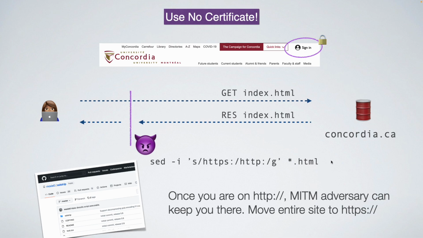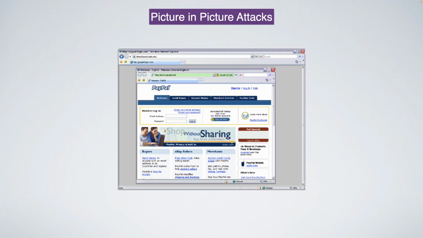So Concordia, for example, if you go to concordia.ca, the root page, it doesn't have any sensitive information, right? It's just advertising, marketing for the university, public information, but it's on HTTPS. Okay? So the entire websites are on HTTPS. Wikipedia is entirely on HTTPS. Okay, one other attack.